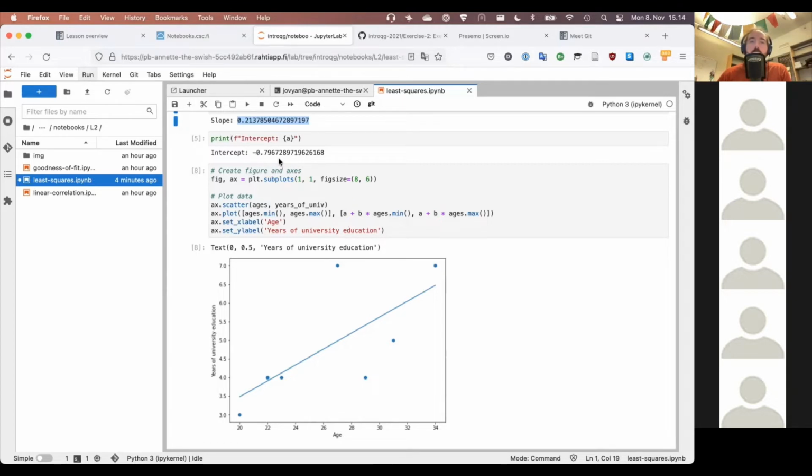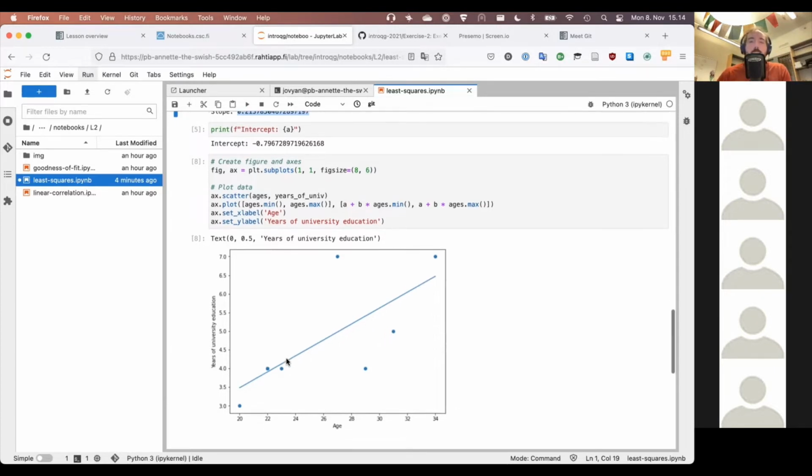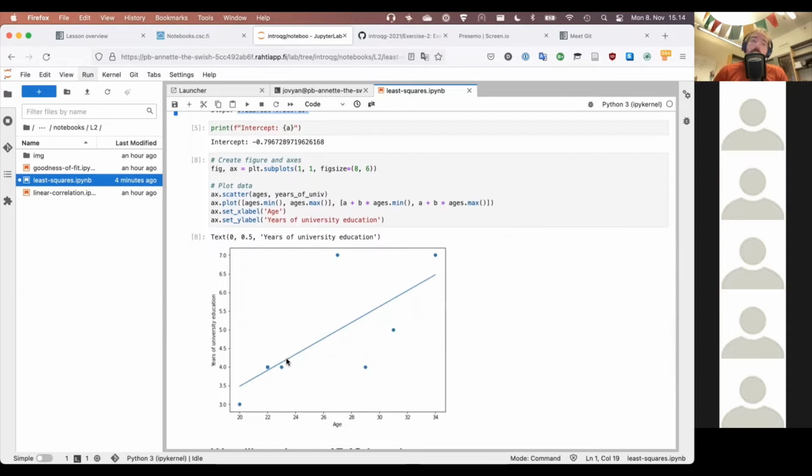And our intercept here shows a value of about minus 0.8, which means that if we were to project this line down to an age of 0, it would intersect the y-axis at a value of minus 0.8. So that's the meaning of the A and B values here. And this is an example of how we can use them to make a plot of some data to fit a trend line to our scattered data set.